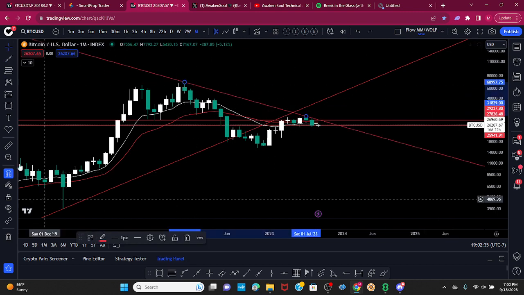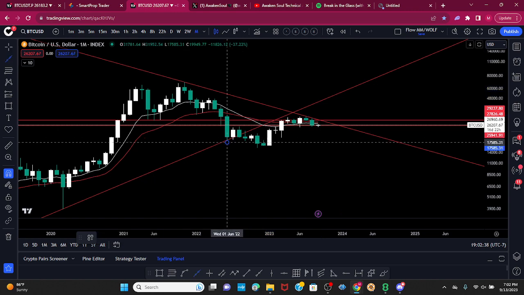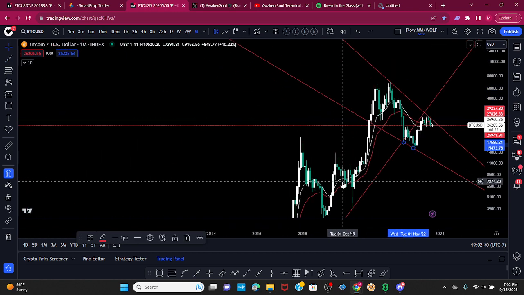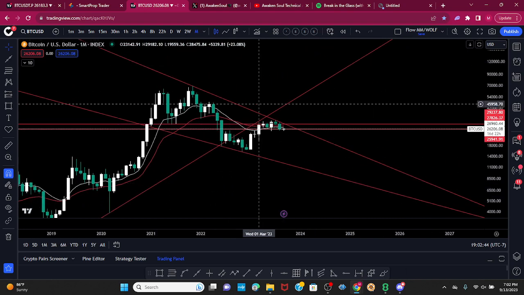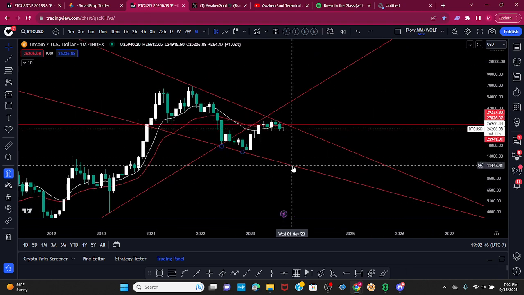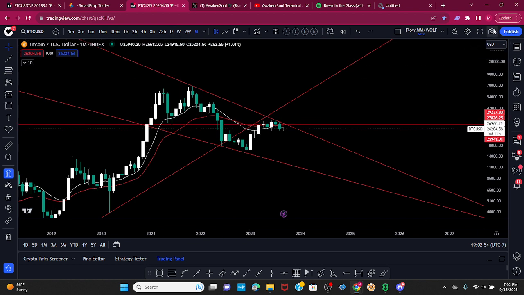So in my contraction phase, we have a falling wedge. So yes, price action could come all the way over here to 11K and still be part of the contraction phase, guys. Now after my monthly is said and done, I'm going to submit everything to my Discord.